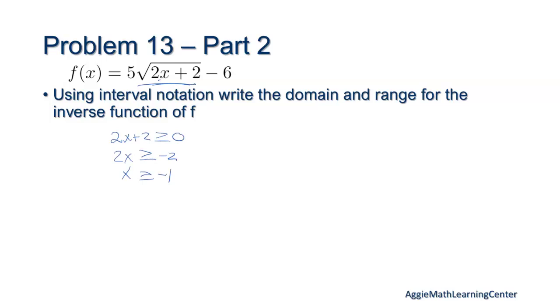And so if we write our domain, then that will give us, let's see, we're going from -1 all the way up to infinity. So this is our domain of our original function, which means it's actually our range in the new function.